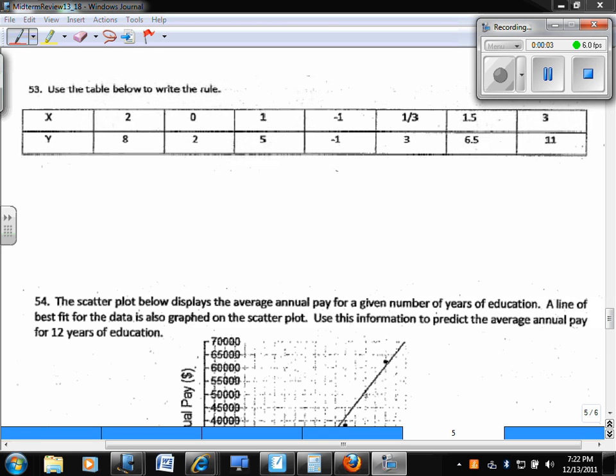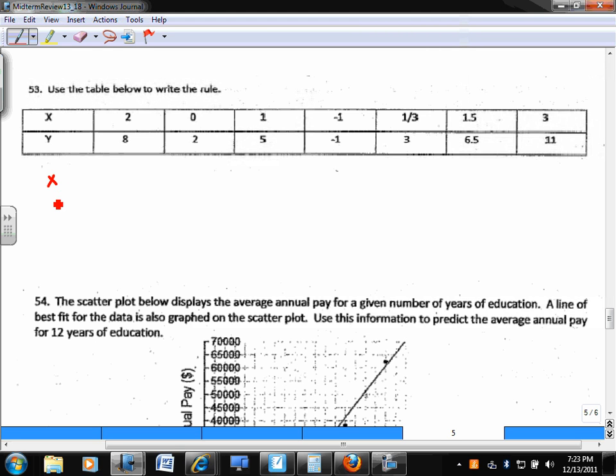Problem 53 asks us to use the table below to write the rule. Okay, well, we need to look at this table. There's something tricky about this table. It's not in order. In order to find the rule, we need the table to be in order. So let's put it in order.